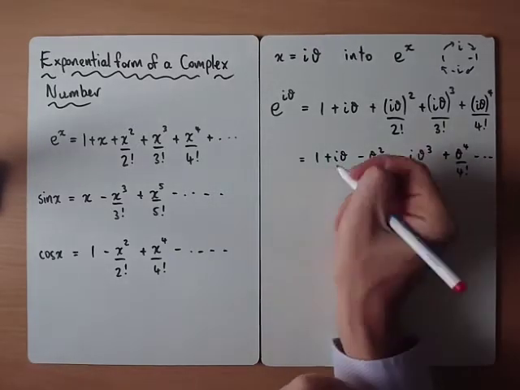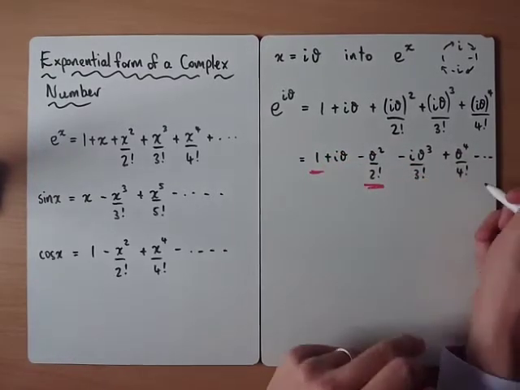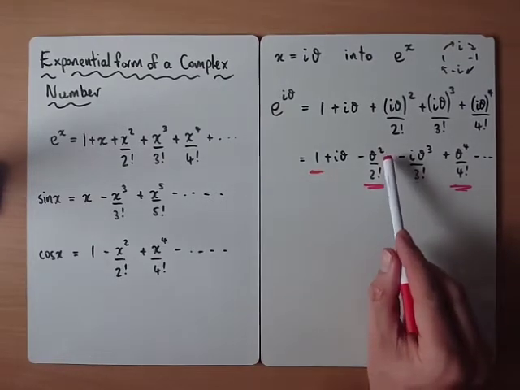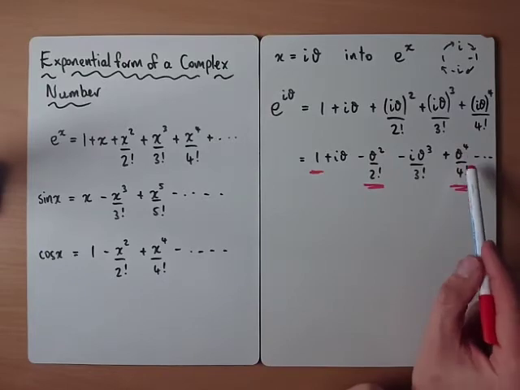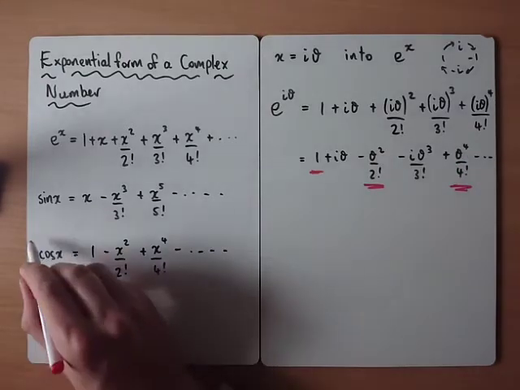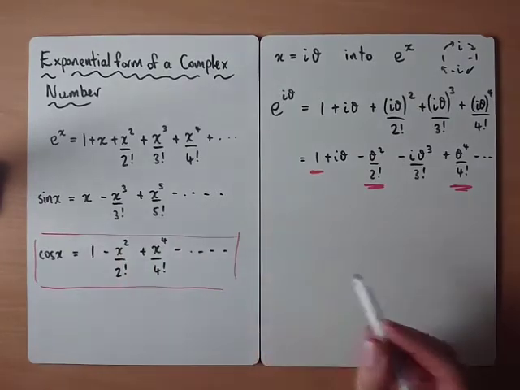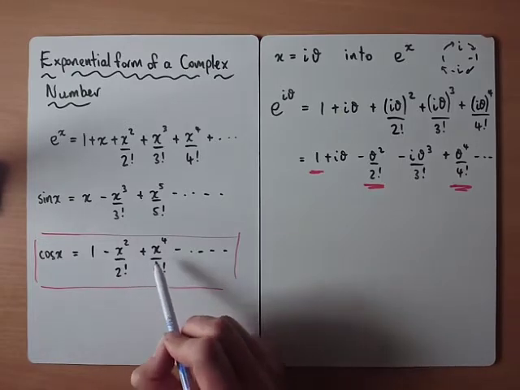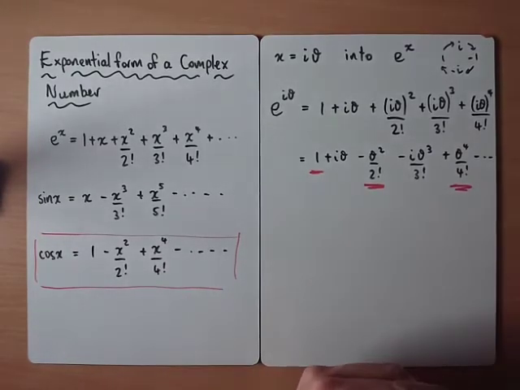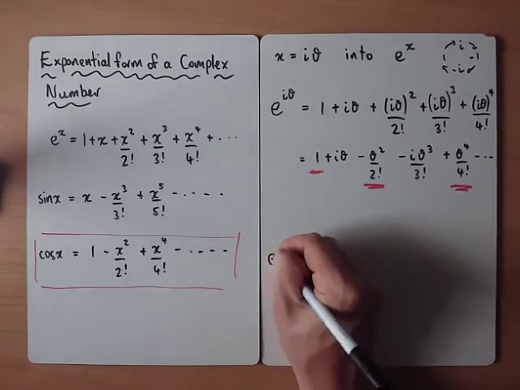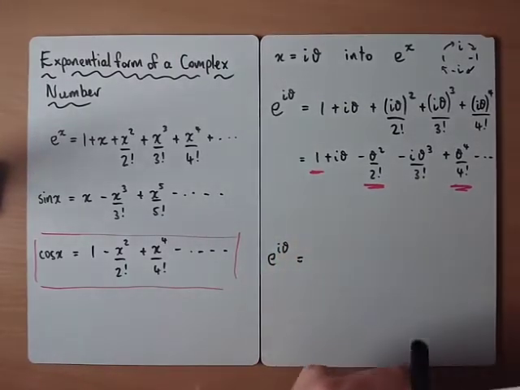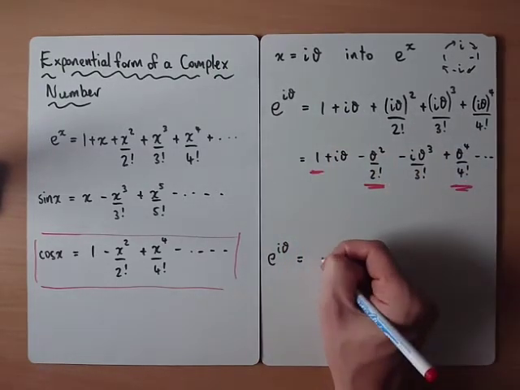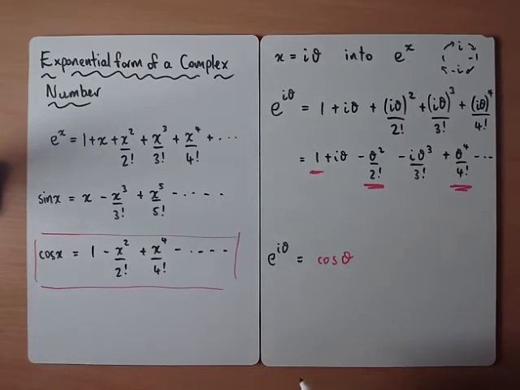So if we just focus on the real terms, look at what we've got. We've got 1 minus theta squared over 2 factorial plus theta to the 4 over 4 factorial. Essentially, we've got cos theta, haven't we? Because cos of x is 1 minus x squared over 2 factorial plus x to the 4 over 4 factorial. So part of that expansion for e to the i theta would contain cos theta.